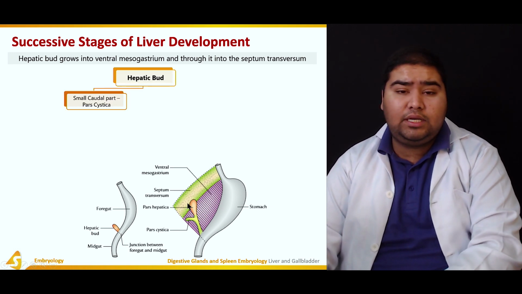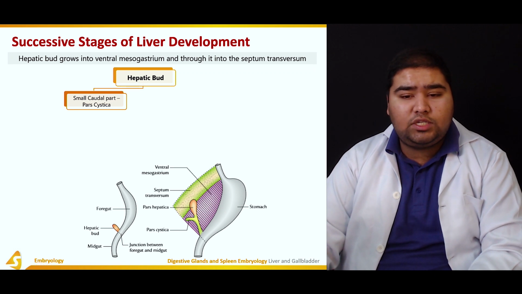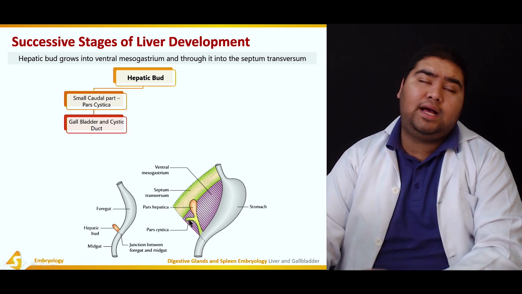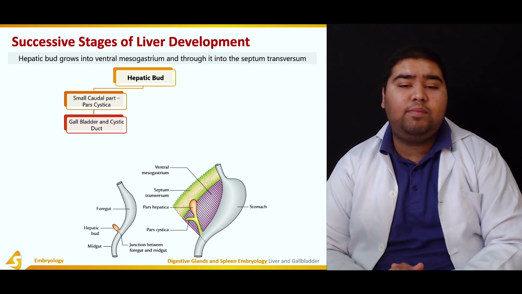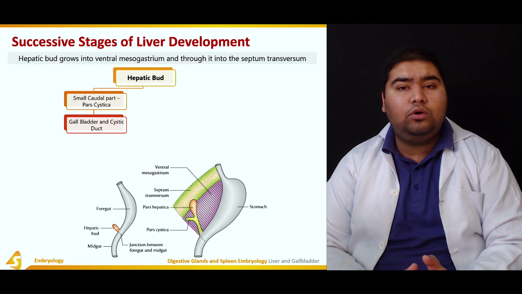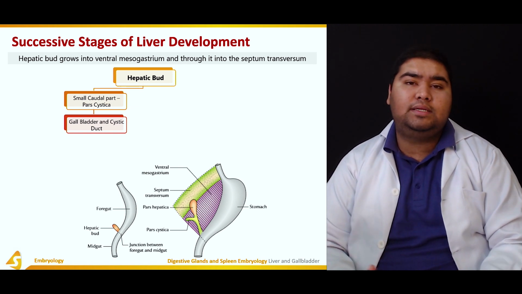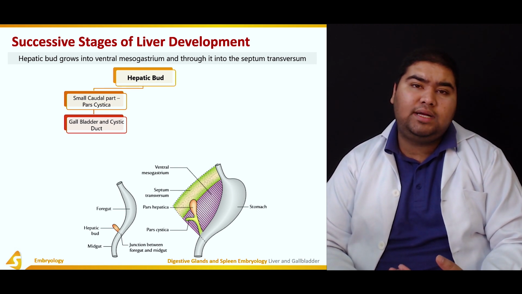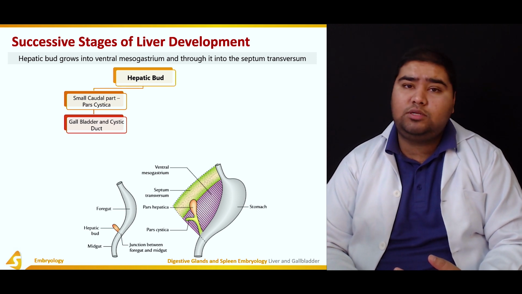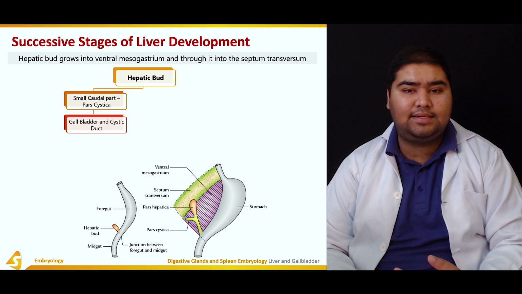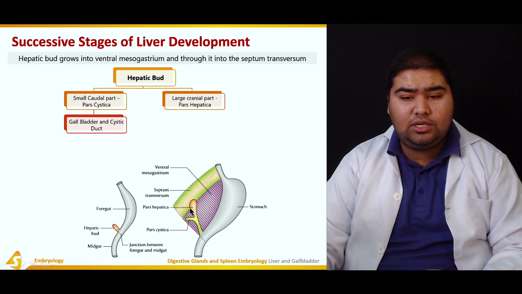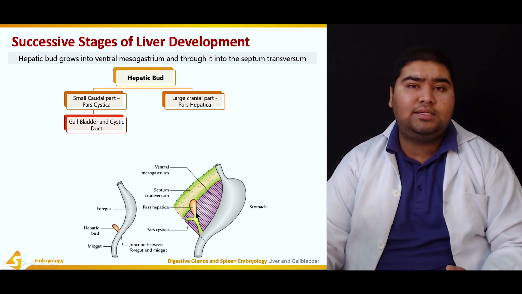This hepatic bud now divides into two parts. A small caudal part is known as the pars cystica, which is responsible for the formation of the gallbladder and the cystic duct. Then we have a large cranial part, known as the pars hepatica.